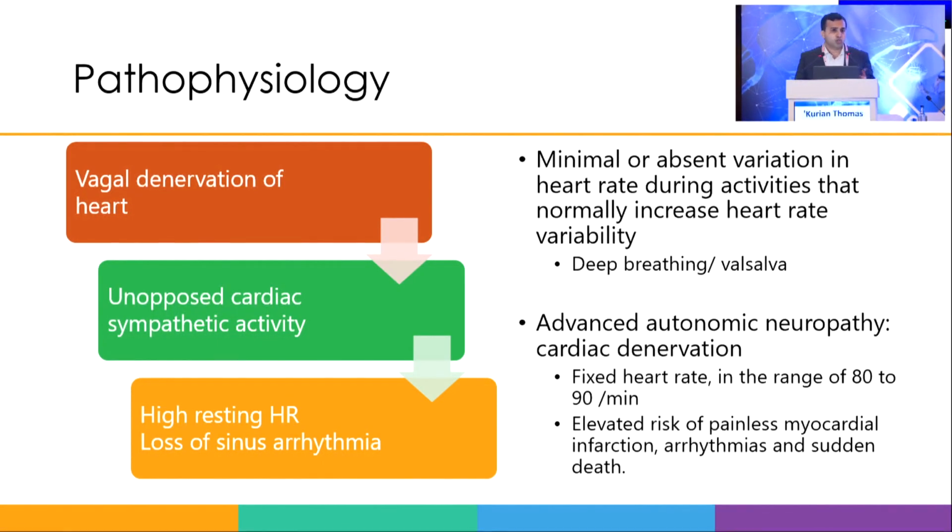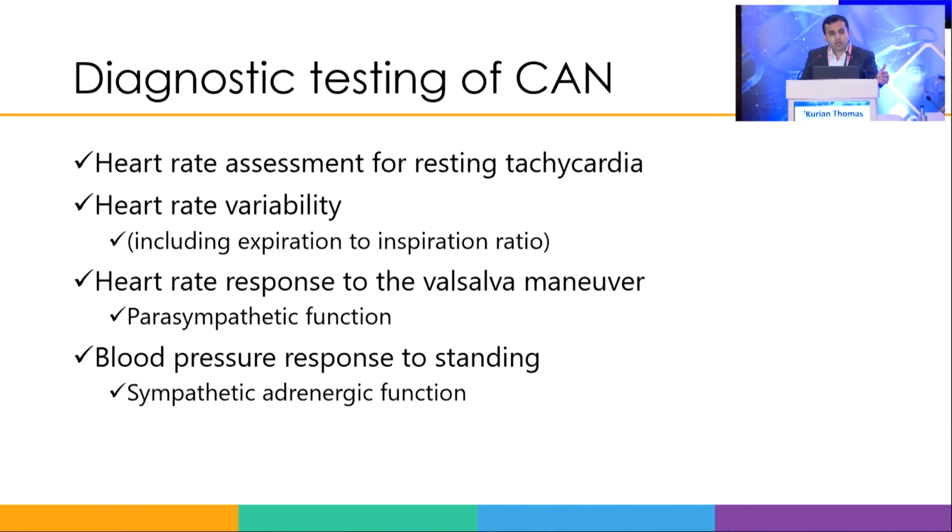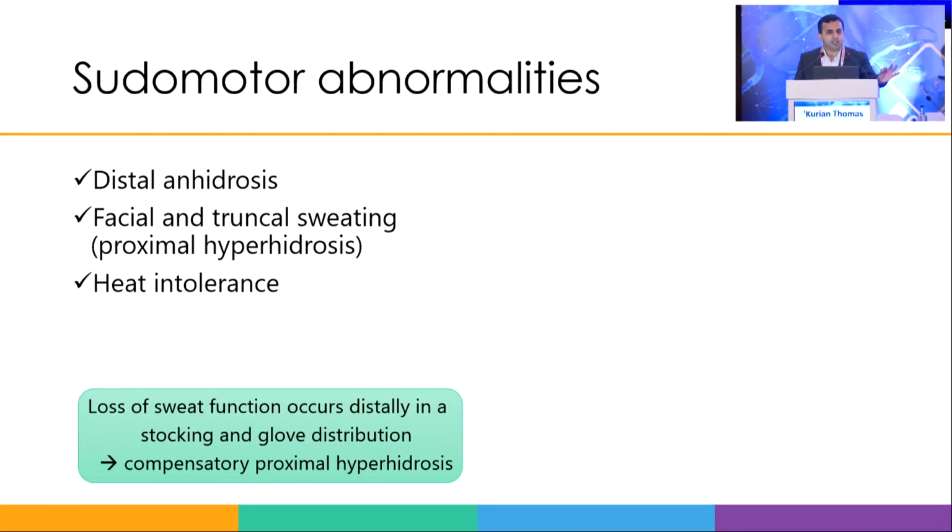So these patients are also prone to asymptomatic cardiac events. So it's important that you identify this in your OPD, because at the onset of diabetes itself, around 10 to 15% of patients may have autonomic neuropathy. So the standardized testing is not there, but what you should do is assess the heart rate for a resting tachycardia, whether there is a heart rate variability with respiration and Valsalva, and assess for orthostatic hypotension.